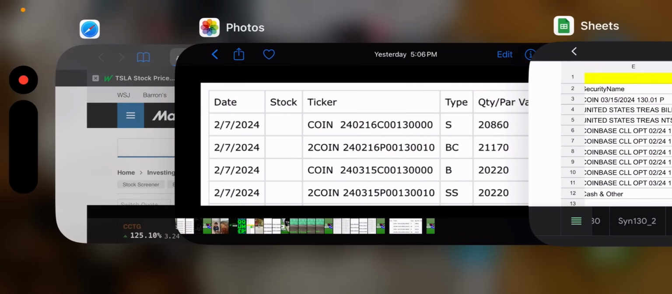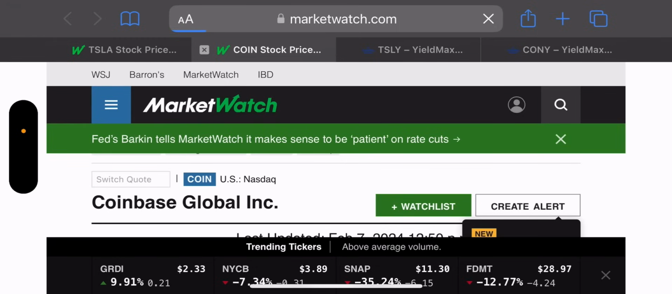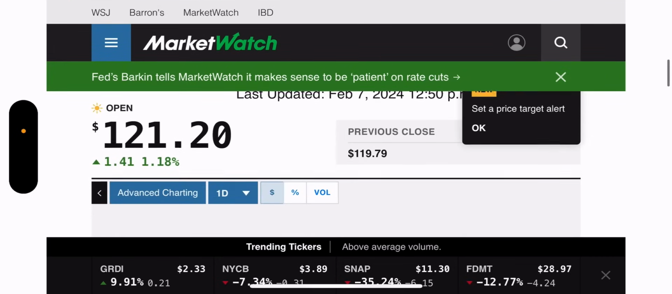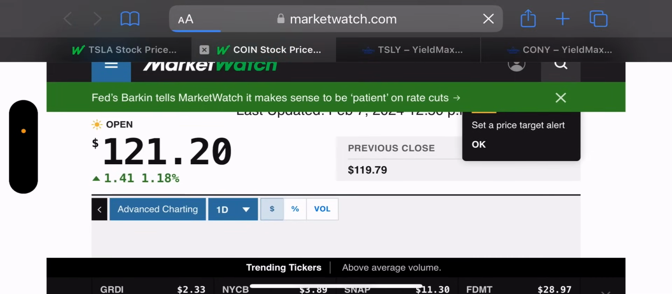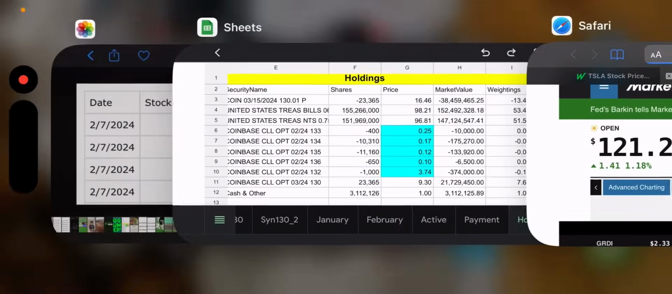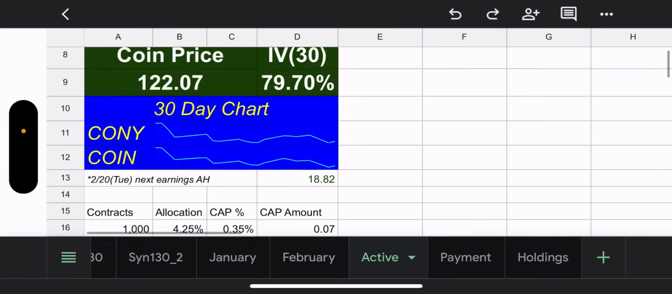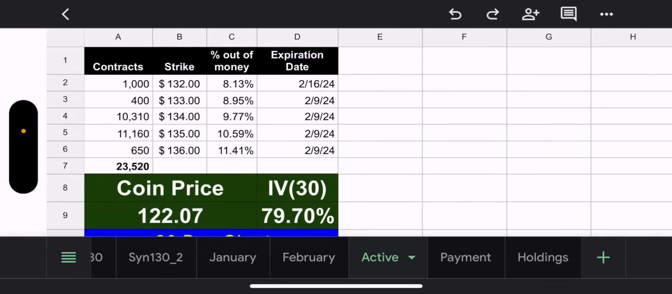Well, we might as well look at the pre-market. How we doing, CONY or coin? Up 1.18%. Here we go. I'll take it. All right, it's at 121.20. Okay, where are our strikes? Our strikes are way above that. We got plenty of room, baby. Come on, coin, go up, coin, go, go, go, go, go.